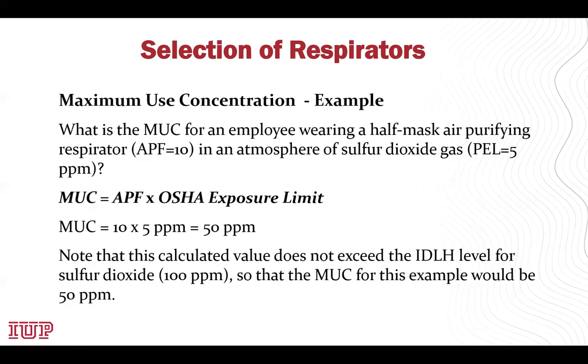Here's an example. What is the maximum usable concentration for an employee wearing a half-mask air purifying respirator with an APF of 10, in an atmosphere of sulfur dioxide gas, PEL 5 parts per million? Going through the formula, an APF of 10 and an OSHA exposure limit of 5, you can use that respirator up to 50 parts per million. And another note, the calculator does not exceed the immediately dangerous to life and health, which is 100. So the maximum usable concentration in this example is 50 parts per million.